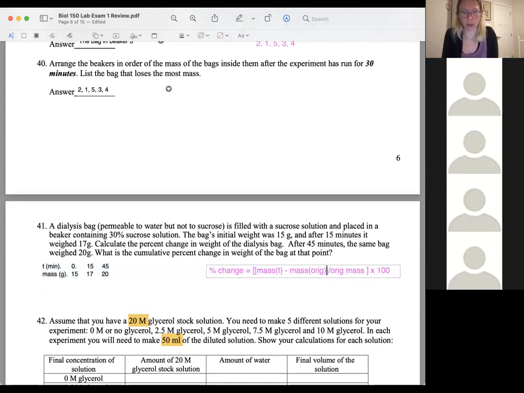I don't like the way I annotated this. I'm just going to fix it to my own liking. So we have the mass at some time point minus the original mass. So we do that calculation first and then divide that by original mass times 100.